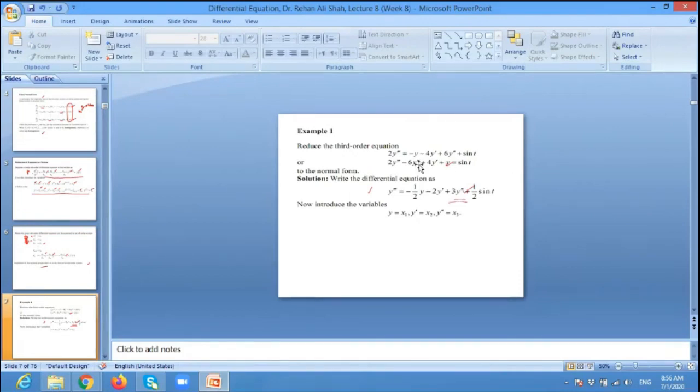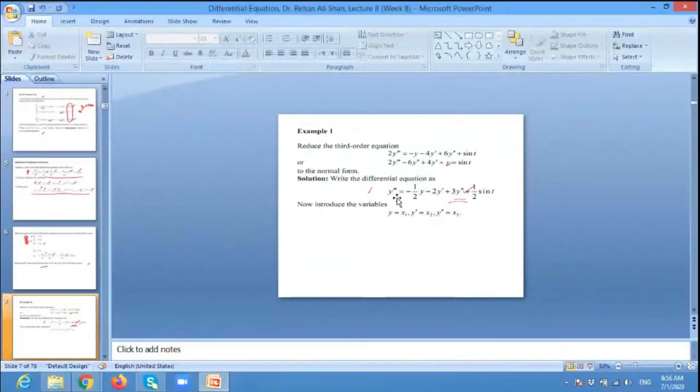So this is actually a third order differential equation, 2y triple dash minus y minus 4y dash plus 6y double dash plus sin t. So let's take, first of all, the highest order derivative on one side and the other derivatives and the dependent variable at the other side. Now is this a non-homogeneous equation or a homogeneous equation? First question is this. This is non-homogeneous. Yes. So if the differential equation is non-homogeneous, the system of differential equation will always be non-homogeneous.